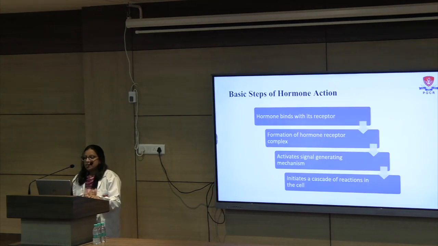So these are the basic steps of the hormone action. Hormone first binds with its receptor, then there is formation of hormone receptor complex. This activates the signal generating mechanism, and lastly there is physiological response in the cell.